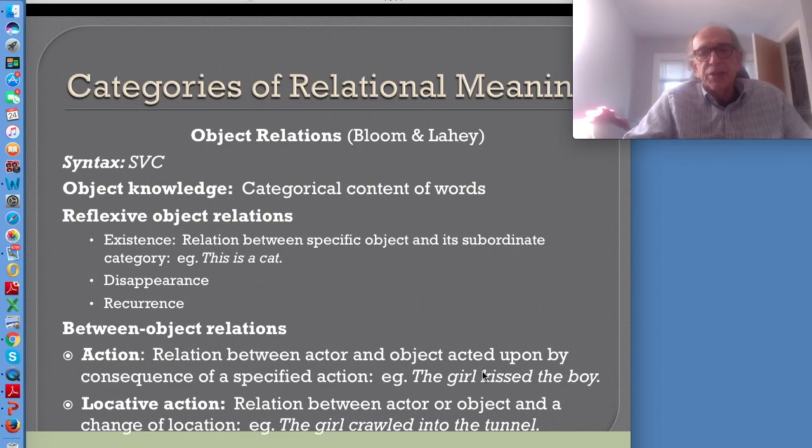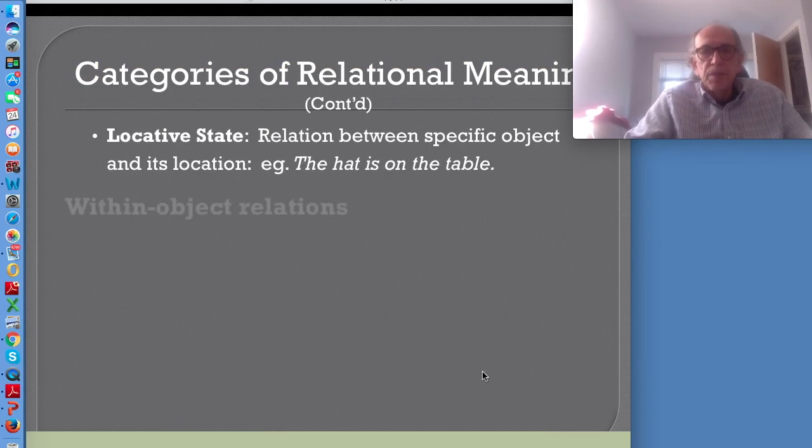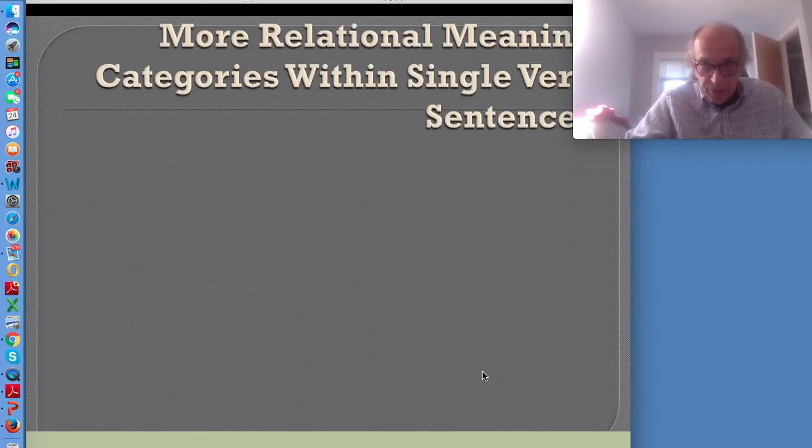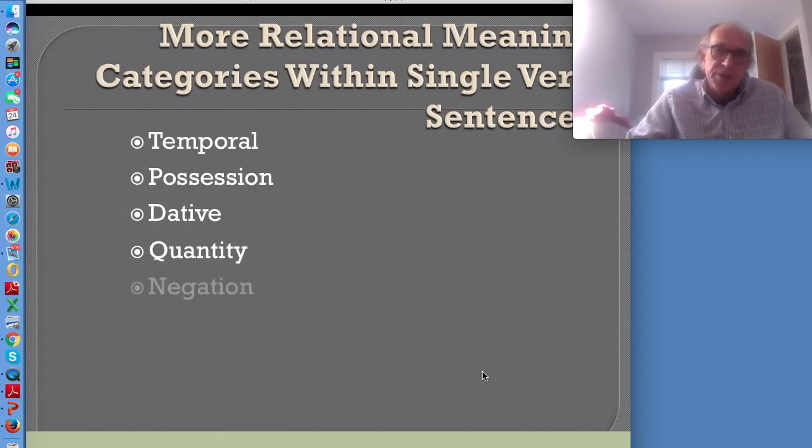Or action, the girl kissed the boy. Single verb relationship between the two objects. Or we saw relationships between objects and their parts. Also single verbs though, see, is. Single verb sentences. Temporal, possession, dative, quantity, and negation, as I've spoken about them, occur in single verb sentences.